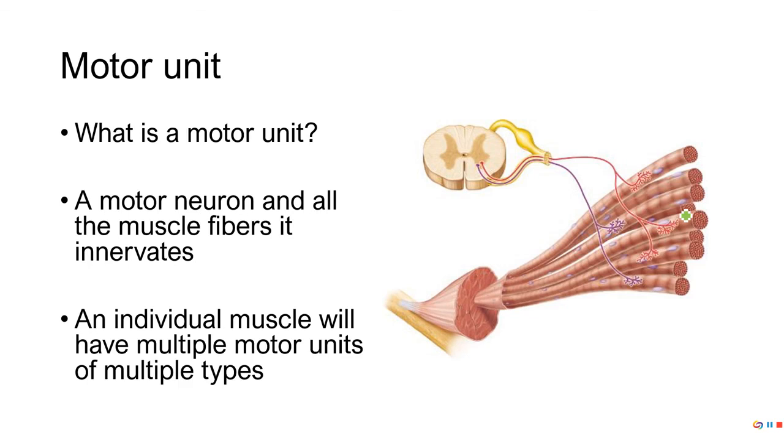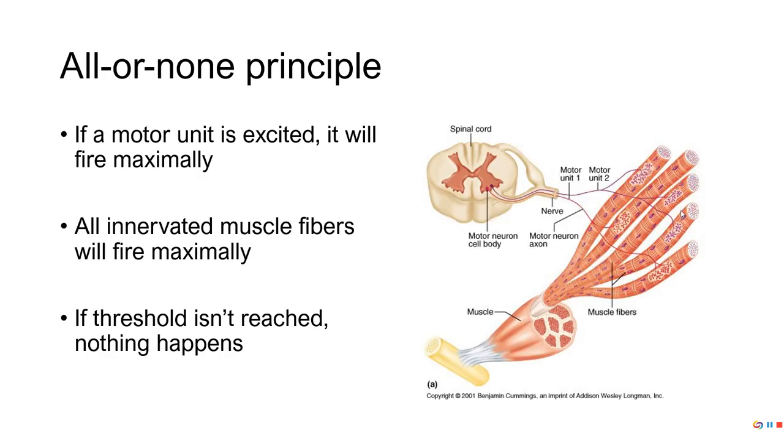All right, and so it's important to remember an individual muscle is made up of multiple motor units, and you're going to have different types of motor units, so different type 1, type 2A, type 2X. Now, with motor units, the way they work is through the all or none principle. If a motor unit is excited, it's going to do its job, and it's going to do its job to the max. All innervated muscle fibers will fire maximally. Okay, if nothing happens, if threshold doesn't happen, nothing happens.